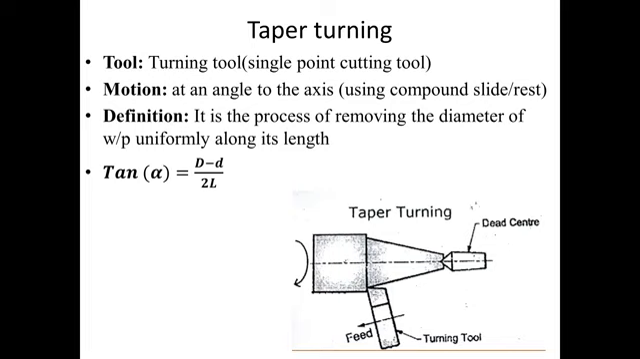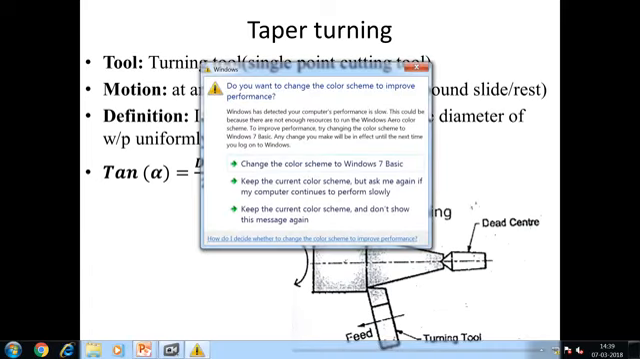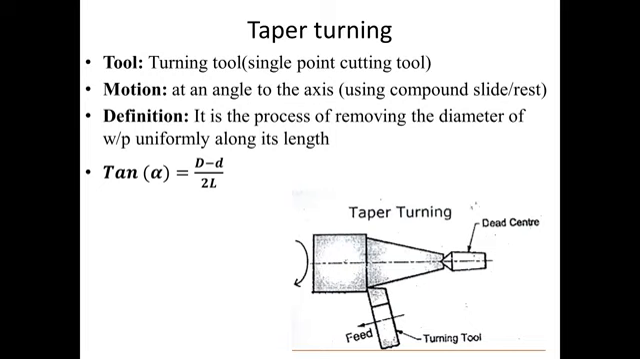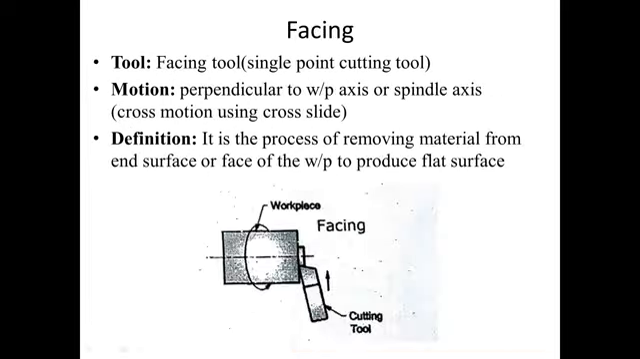We use a compound rest here. Then at what angle we need to rotate the compound rest, that can be found by using this formula. Tan alpha is equal to (D minus d) upon 2l, whereas capital D is, let's say, 40 mm, small d is, let's say, 30 mm, and l is the length of workpiece. So from highest diameter to the lowest diameter across the length, we can have this formula for alpha. With this angle we have to rotate the compound rest.